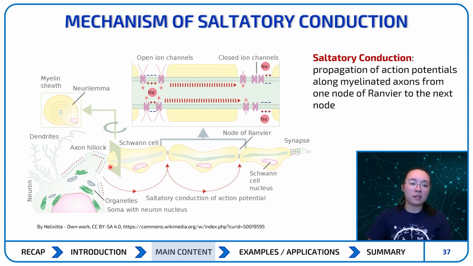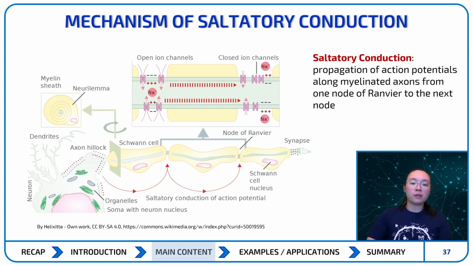what happens is when your action potential reaches here, it's going to jump and cause another depolarization event to initiate another action potential. And this gets passed on all along the axon until the entire signal reaches the axon terminal to release neurotransmitters.